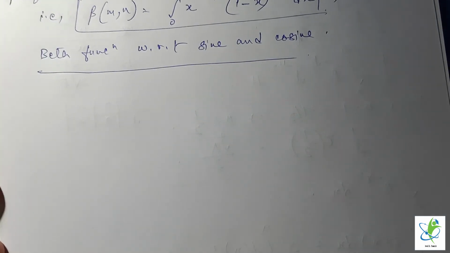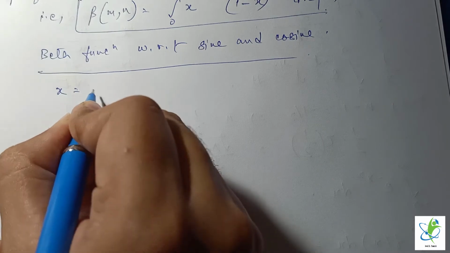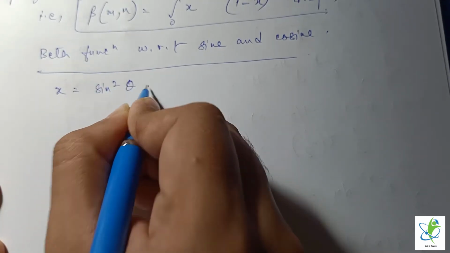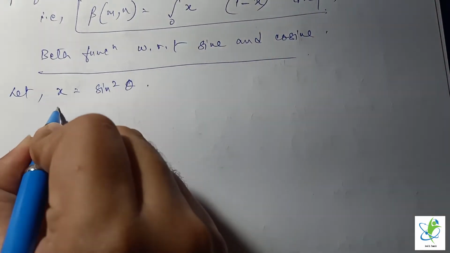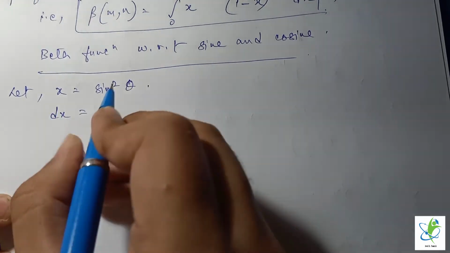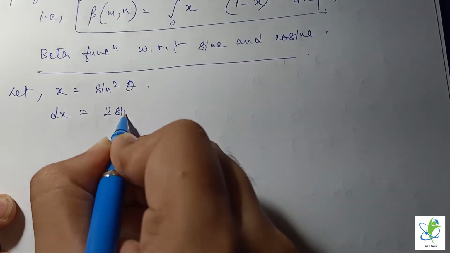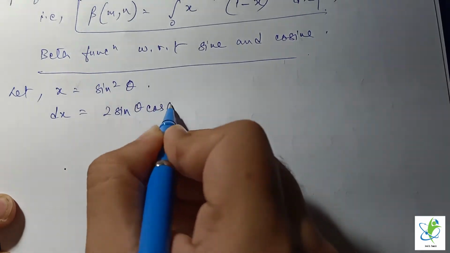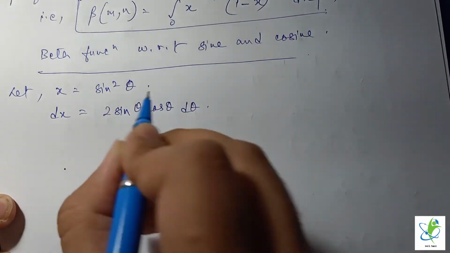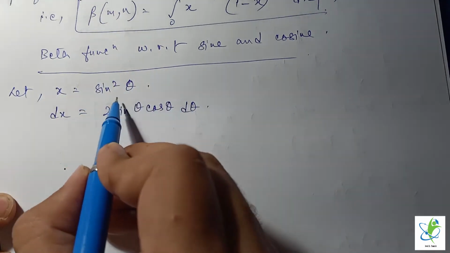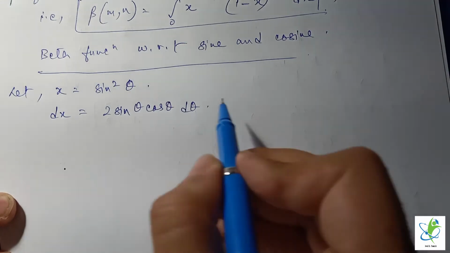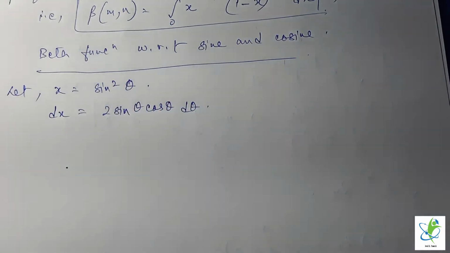To find this, we let x equals to sine squared theta. Then we differentiate it, and we get dx equals to 2 sine theta cos theta d theta, using the chain rule, of course, which you know. First you integrate the whole, that is 2 sine theta, then you integrate only the sine theta, that is cos theta, so you get 2 sine theta cos theta d theta. I hope this much is clear.